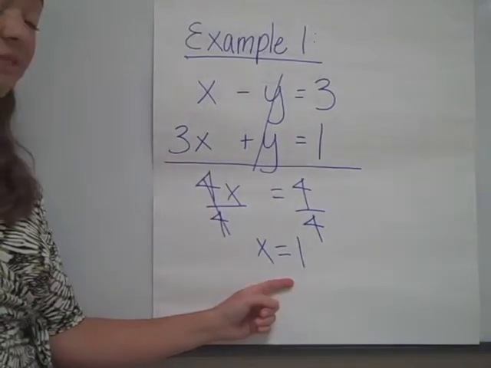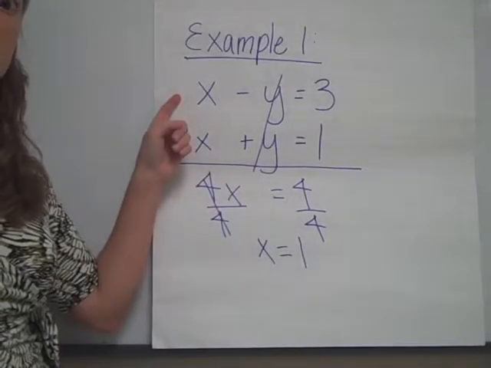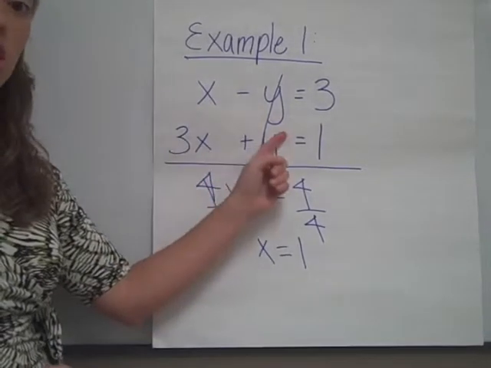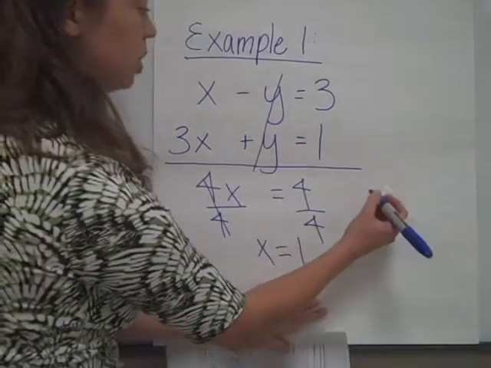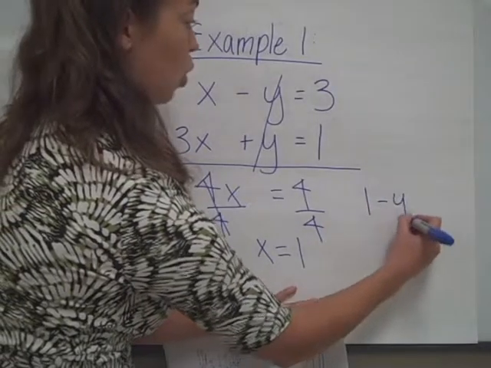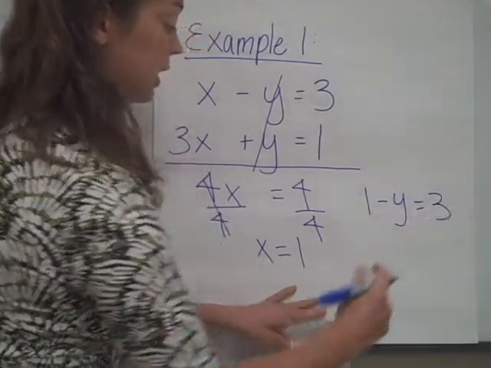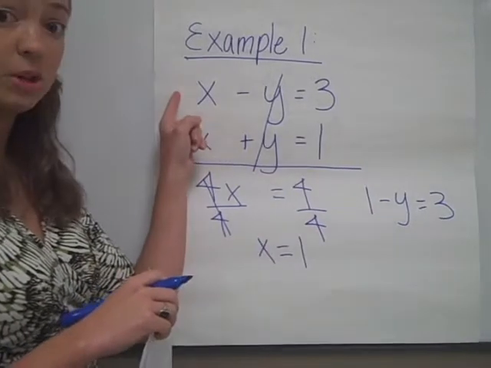So in this case I have my x, but in order to solve for my y, I have to substitute my x back in my equation to solve for y. I'm going to use the top equation. You will get 1 minus y equals 3. Here I have substituted what I found for x in place of x on my top equation.